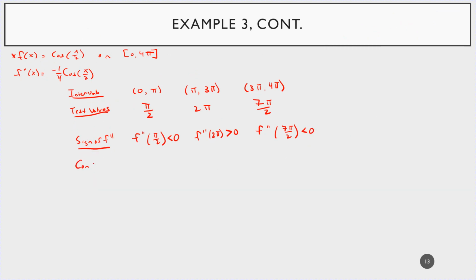So our conclusion here: it's concave downward on this interval, and then here it's concave upward. Nice. And then over here, it's negative, so now it's concave downward.